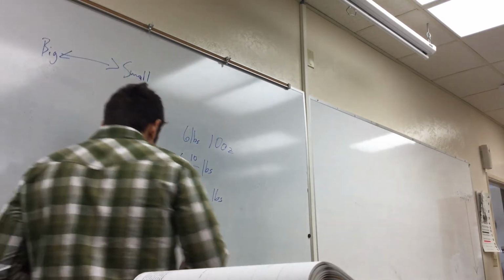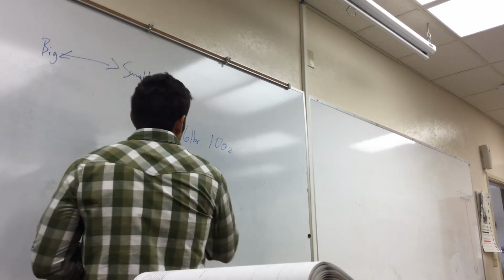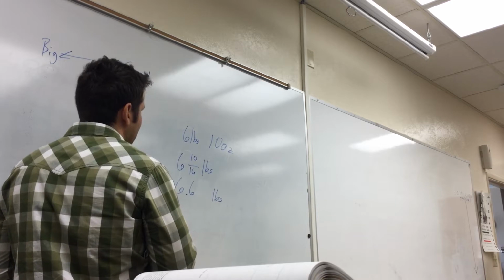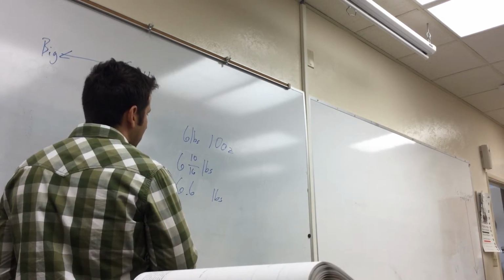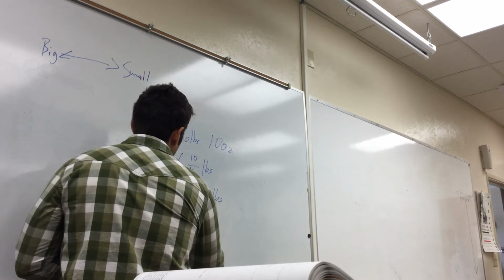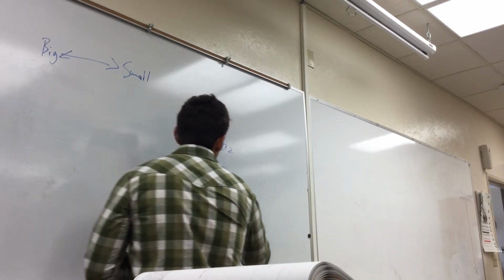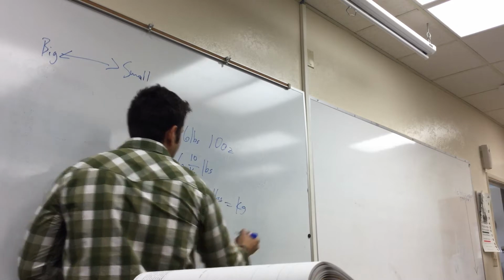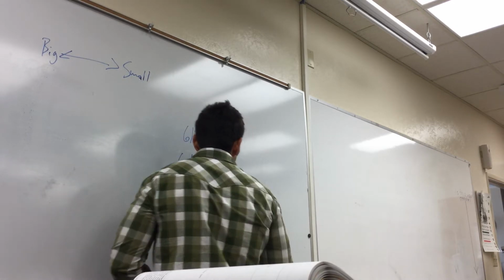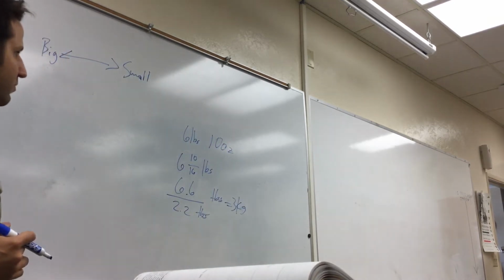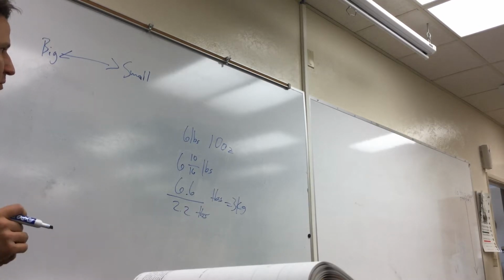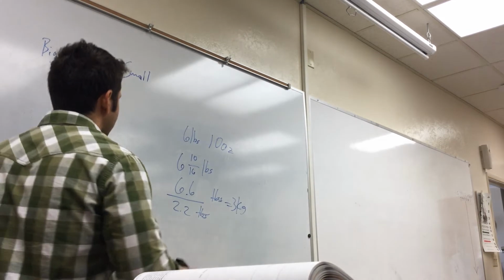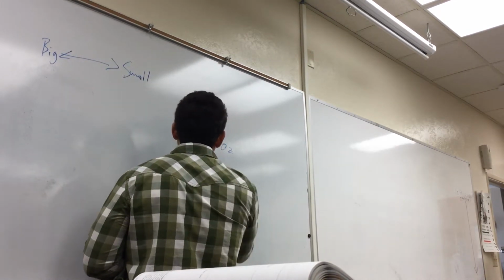Good. Now I need to change that to kilograms. So what do I need to do? Divide by 2.2. 3 kilograms. And that's what the order is going to be. So that's my first beautiful daughter.